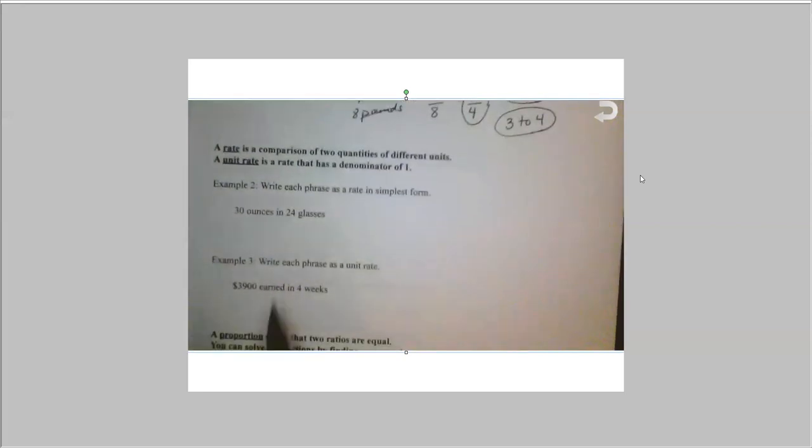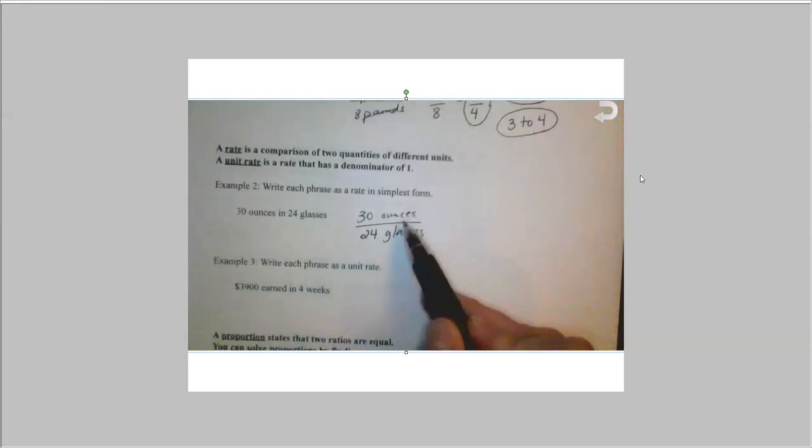So in example 2, it says write each phrase as a rate in simplest form. Kind of like the ratio, I'm going to set it up as a fraction and simplify it. I'll look at the other methods with you. But it's 2 different units of measure. So we've got 30 ounces, and you can abbreviate, to 24 glasses. Okay, so I can't cancel out the labels this time like I did before because they're different, but I can reduce. Both the numerator and the denominator are divisible by 6. So this would be 5 ounces to 4 glasses. Okay, and I could write it like that.